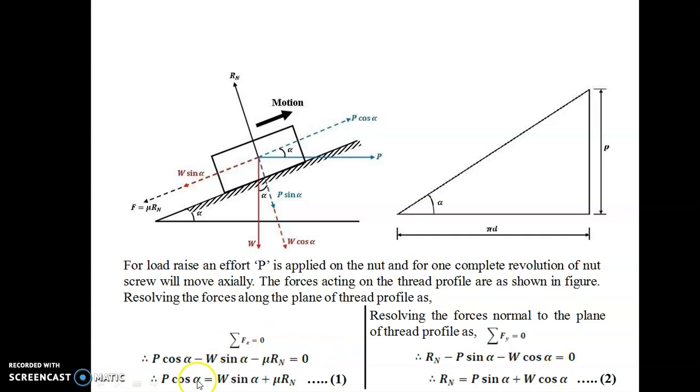So we get these two equations. First one is P cos alpha is equal to W sin alpha plus mu Rn, and second is Rn is equal to P sin alpha plus W cos alpha.